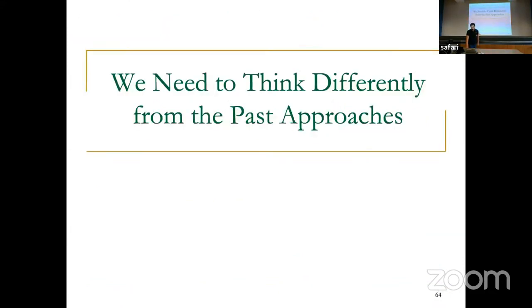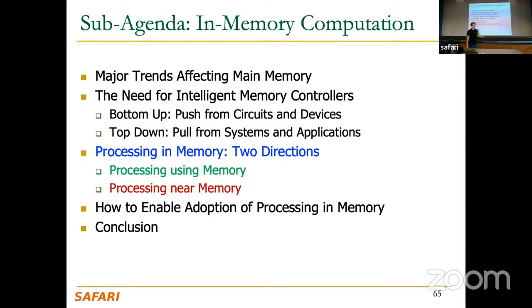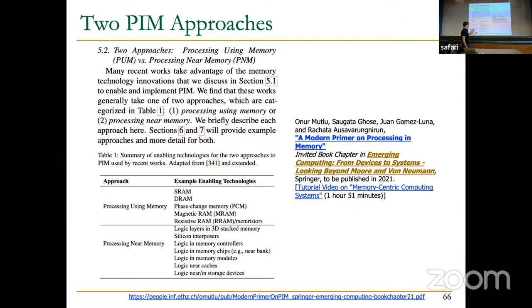Okay, so what's the basic idea? To think in a different way, to shift the paradigm, and that's called processing in memory, or you can talk about creating or designing more memory-centric or more data-centric compute systems. And in the end, there are different ways of doing this. In our book chapter, we talk about two main approaches. One is processing using memory. The other one is processing near memory.